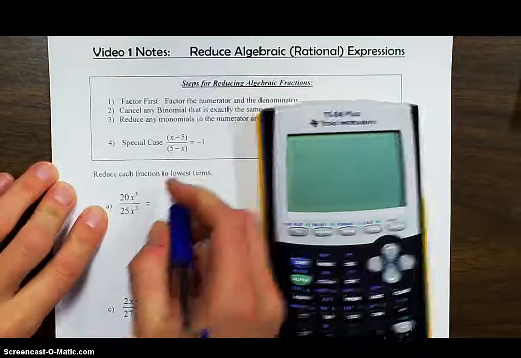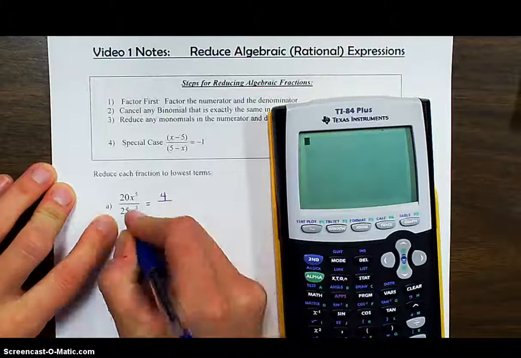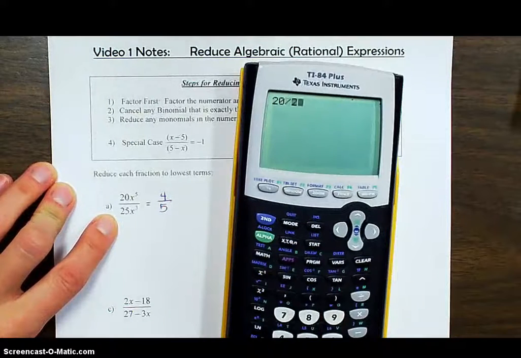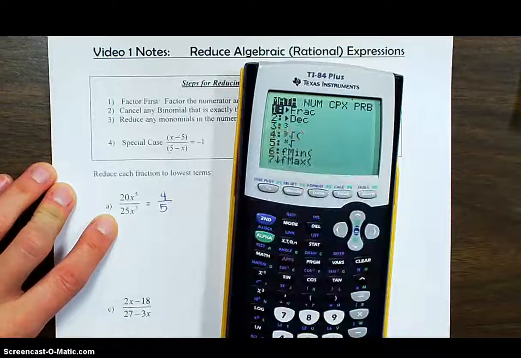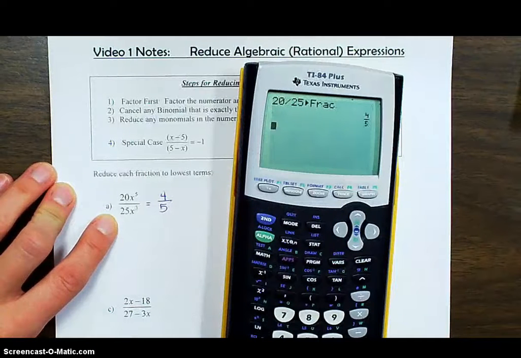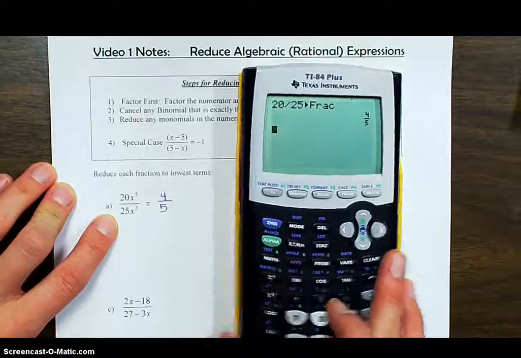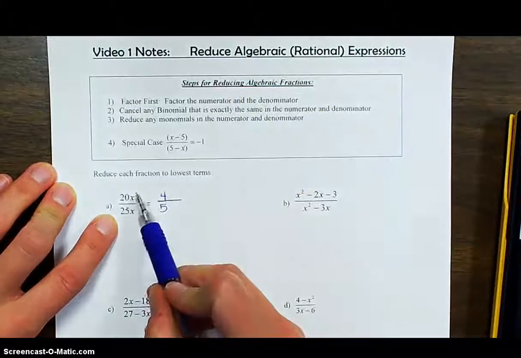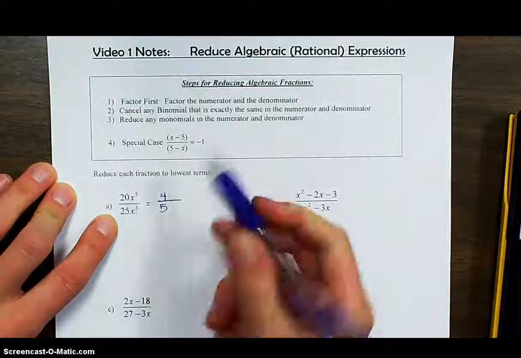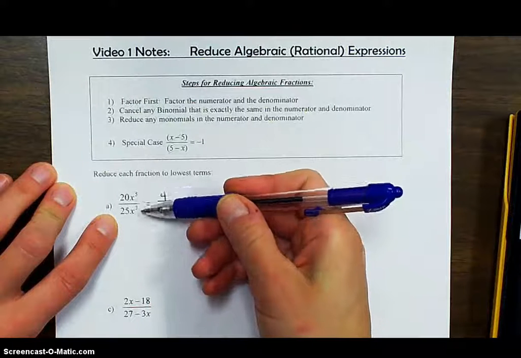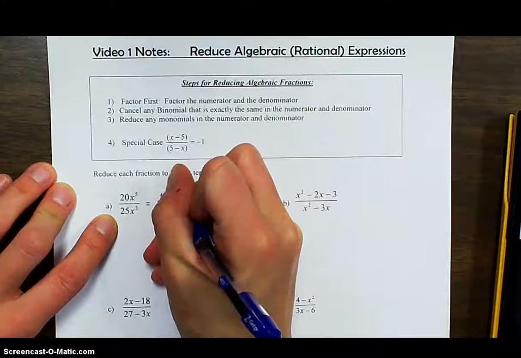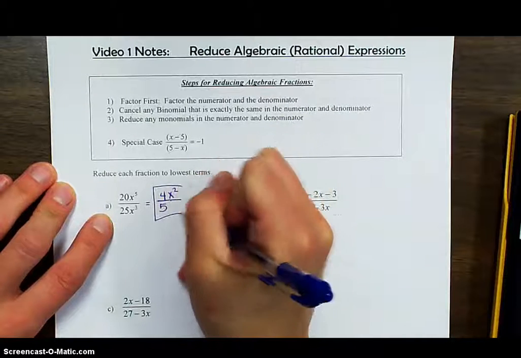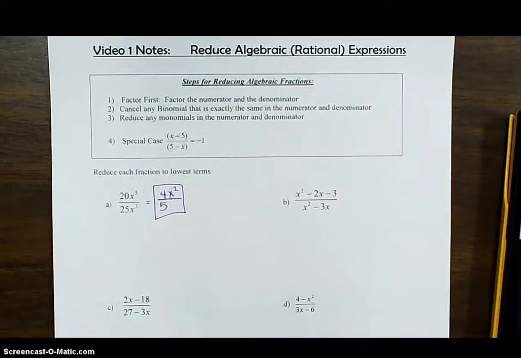So if I divide the top by 5, we're going to get 4. Divide the bottom by 5, and we get 5. Another way to do that is 20 divided by 25. Hit math, fraction, which is 1, and then enter, and there we go. It is 4/5. And then just like we've been practicing all school year, we have x to the 5 over x to the 3. So when you have variables, when you divide, you subtract the powers. So we get x squared in the numerator. And you have just reduced your first fraction.